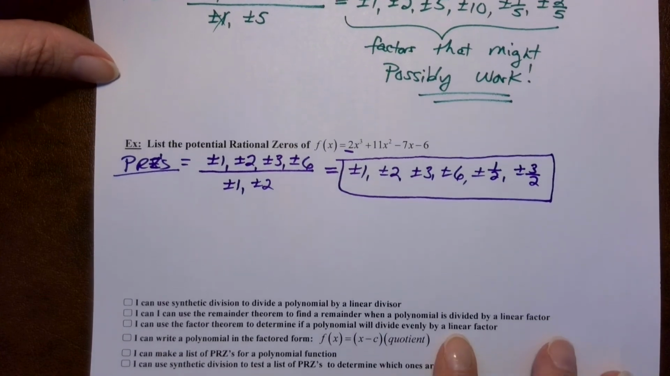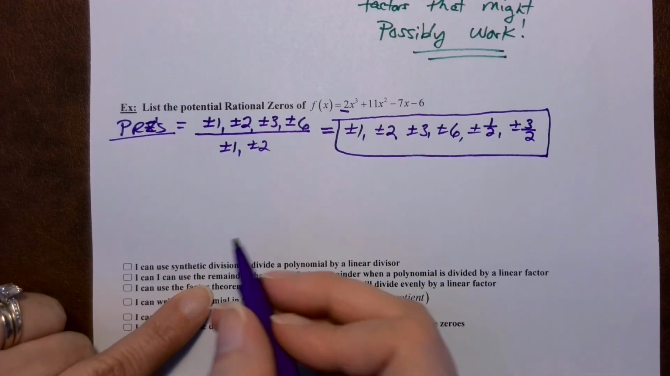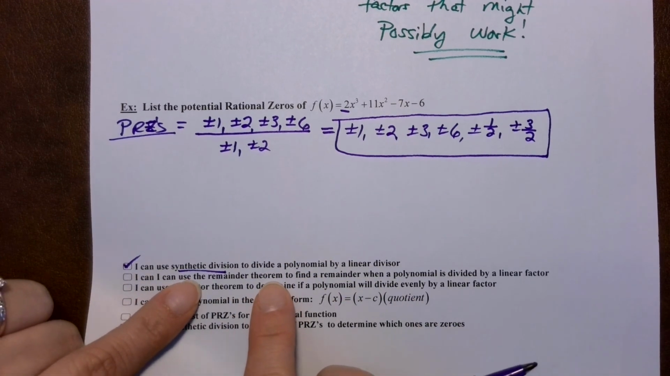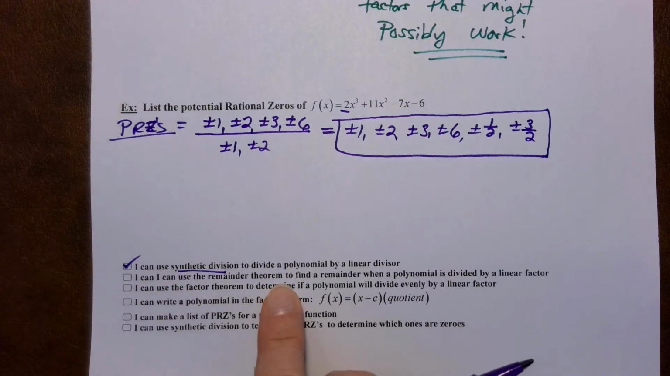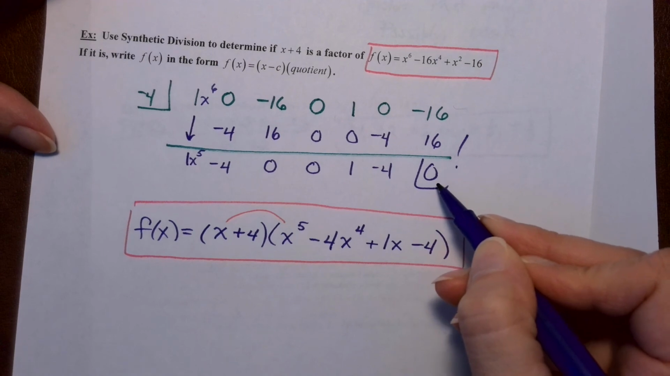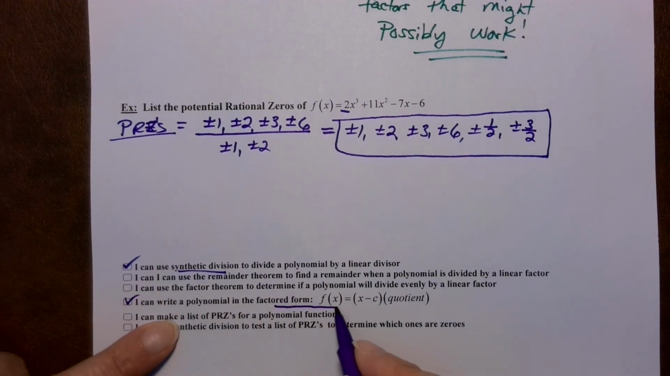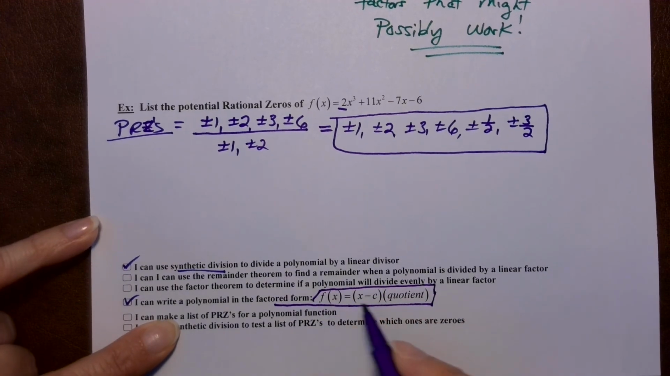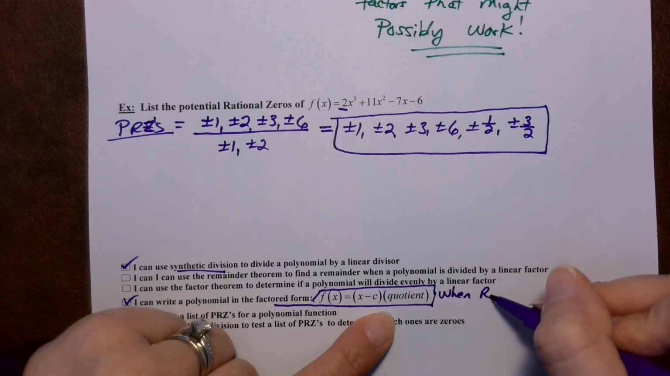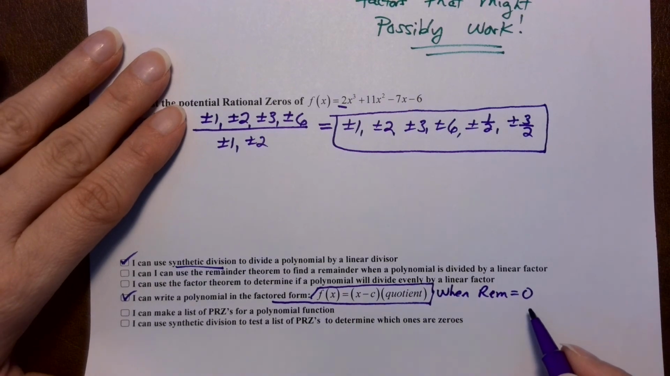So what did you have to learn today? Can you use synthetic division to divide a polynomial? I hope so. I can use the remainder theorem. What we're going to do for this is synthetic division, and we always look at this last number right here. This will tell you what the remainder is. I can write a polynomial in factored form. When do you do this? You only do this when the remainder is 0. Then you write it in factored form. If it didn't work, don't write it.